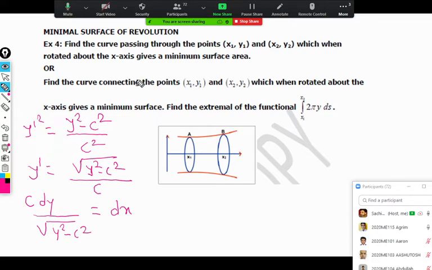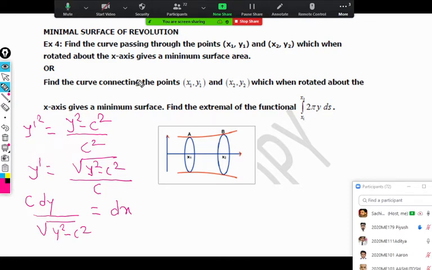So the integral will be coming in terms of log of y plus root of y square minus c square, something like that. Yes, sir. I am telling that formula only. Okay, that formula only, correct.